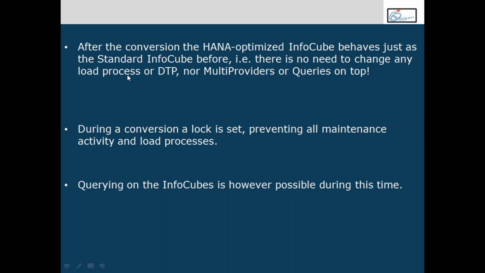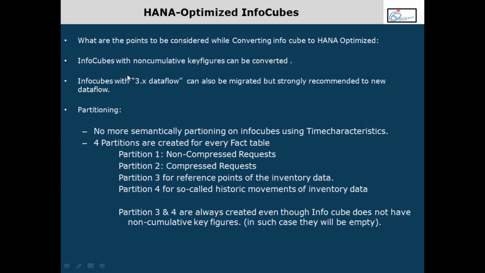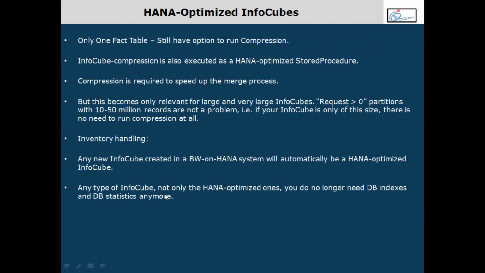And one more thing, even during conversion, you can still use the data for reporting, no issues. But data loading cannot be done during the conversion process. And I just told you about four partitions, 1, 2, 3, and 4. This slide has it wrong. Partition 1 is compressed, partition 4 is uncompressed, and 2 and 3 are for non-cumulative cubes.